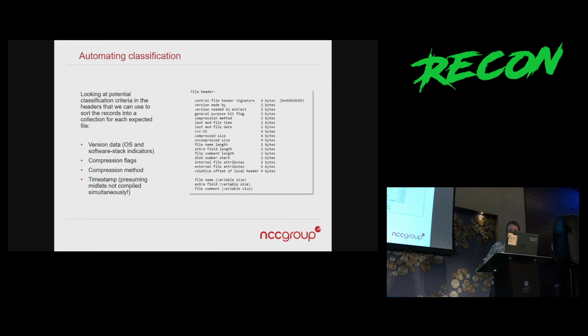So I need to automate that, and in order to automate that, I need to find some classification data, and a really fantastic candidate for the classification data is the central directory headers. These have a magic value, so they're easy to identify. These have version data, which is specific to the operating system and the particular software stack that was creating the Java MIDlets. They also have compression flags and compression method, which will typically be deflate for a zip file, but it's hypothetically possible it could be something else. And they also have a timestamp, which will be specific to the process.